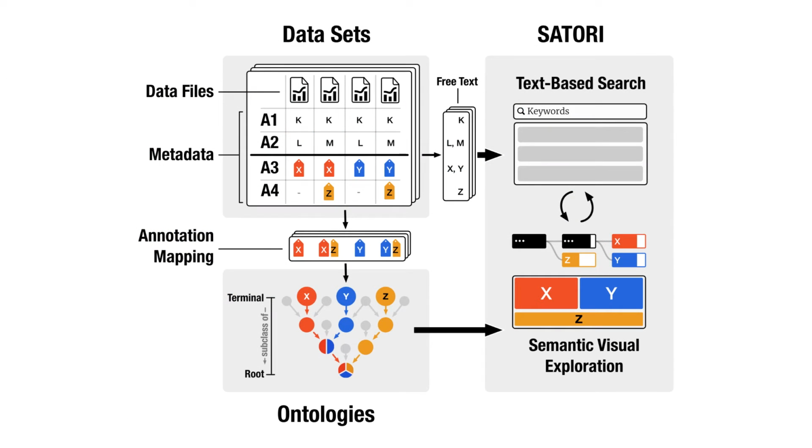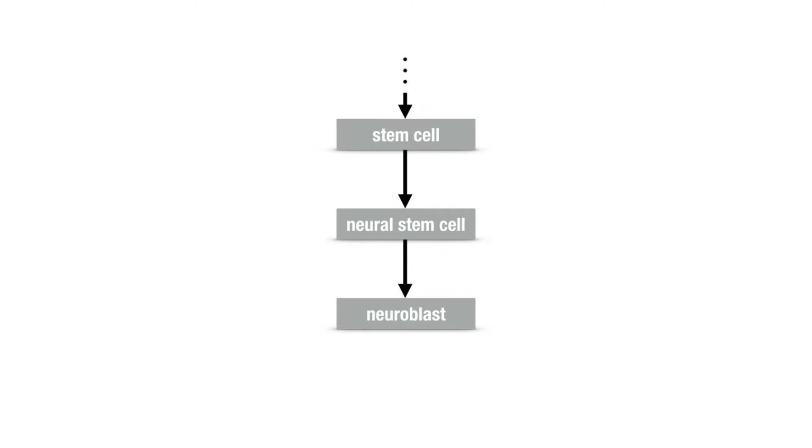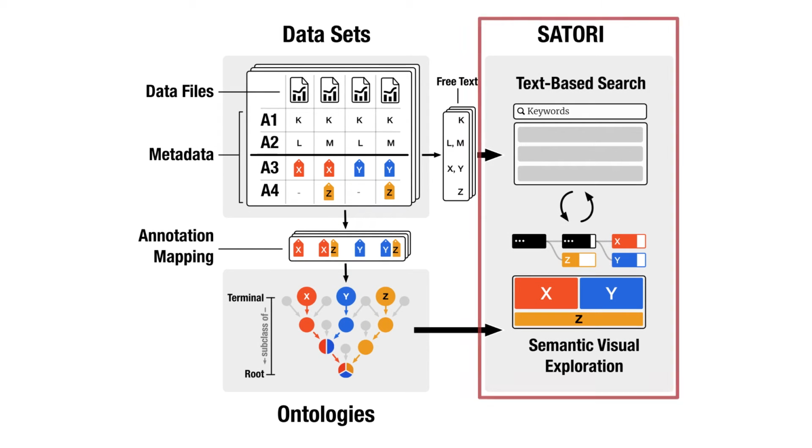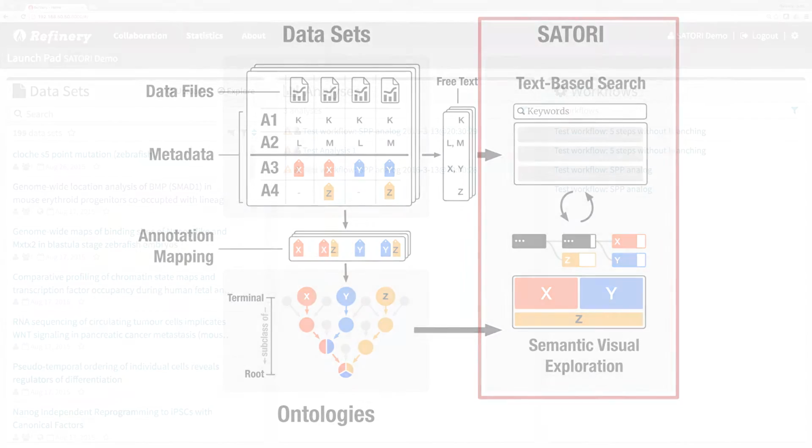A dataset contains one or more data files associated with a set of attributes like the file name, creation date, technology, organism, or disease state. Some attribute values are annotated with ontology terms, providing context by specifying relationships. For example, when a file is associated with the ontology term neuroblast, we can infer that it is also associated with the term neural stem cell, which is a parent of neuroblast. Stem cell, in turn, is a parent of neural stem cell. Satori helps us to explore the repository with that information.